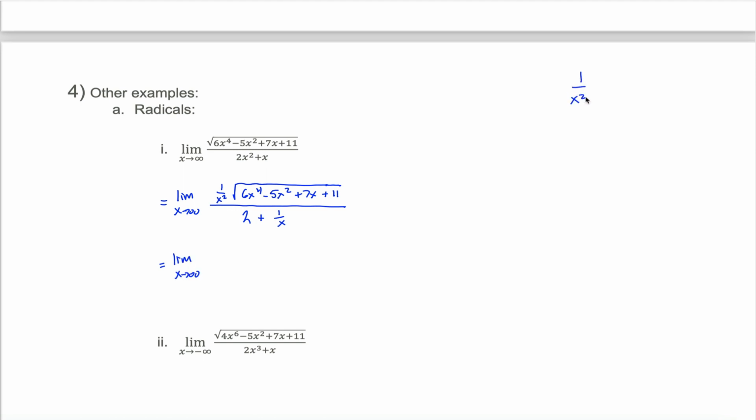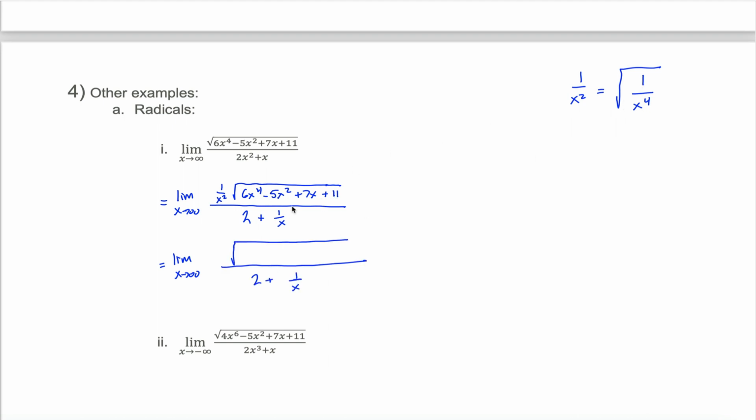1 over x squared is the same as the square root of 1 divided by x to the fourth power. So I can replace this 1 over x squared with the square root of 1 over x to the fourth power. And then I'd have the square root of something, 1 over x to the fourth, times the square root of something else, all this stuff. And the square root of something times the square root of something is just the square root of that product. What I'm saying is I can take this 1 over x squared and put it inside the radical if I make it 1 over x to the fourth power.